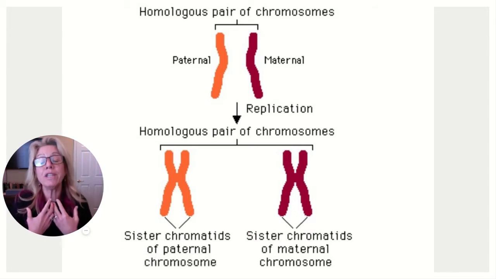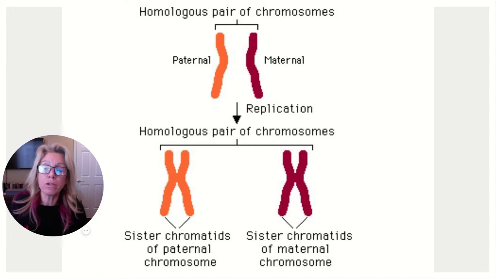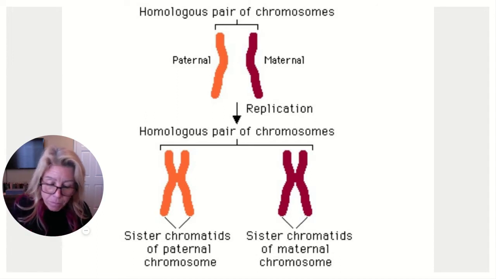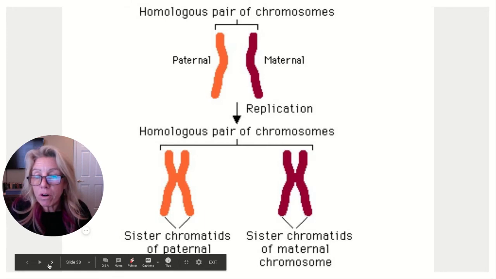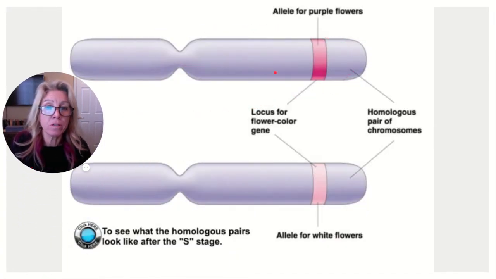We have 23 homologous pairs, which means 23 times 2, 46 total chromosomes, 23 coming from our father, 23 coming from our mother. Okay, so we have 2 copies of each type of chromosome, 1 from each parent. Then if you recall, here we go. Here's a homologous pair of chromosomes.